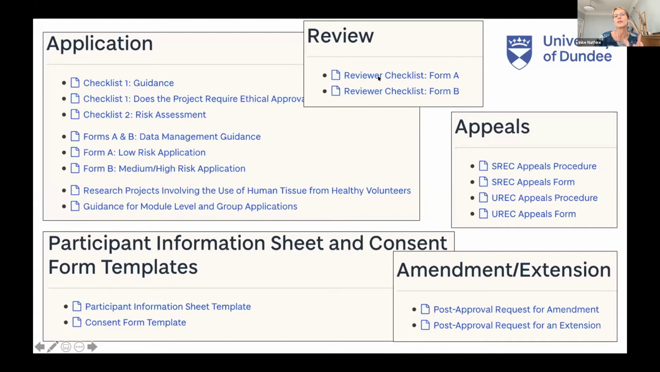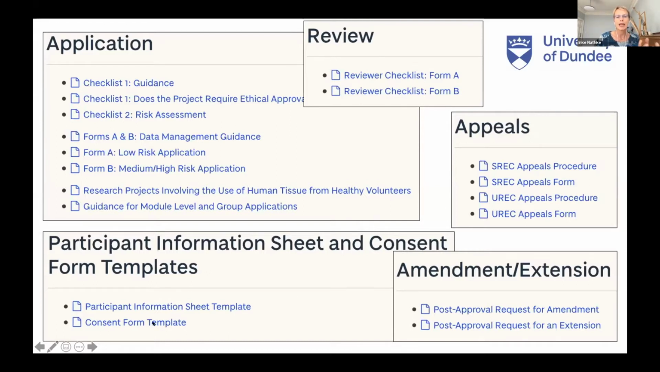These documents are not only for the application process, but also for the people on the research ethics committees, particularly looking at consent. There are reviewers' checklists to help people who are coming into this sphere and who act on these committees to review these in a consistent and knowledgeable way. That helps us keep the collective knowledge across the university consistent. There are, of course, appeals procedures and all kinds of other things.